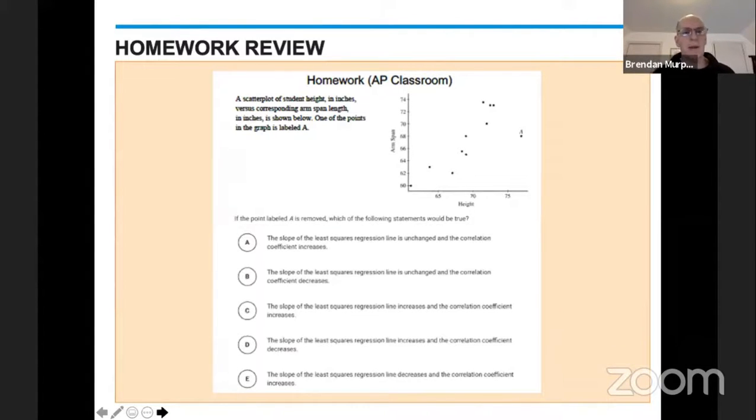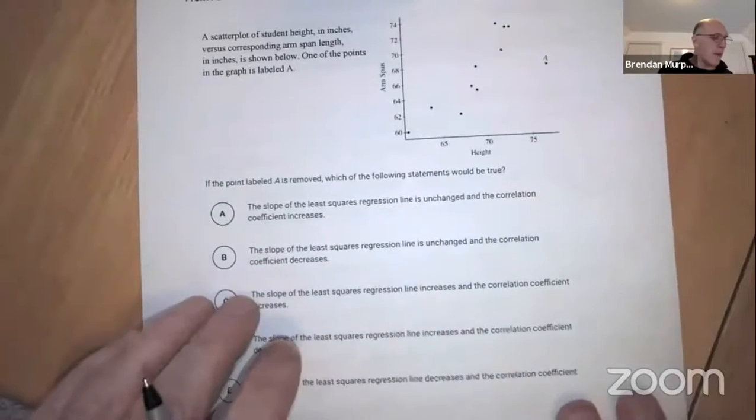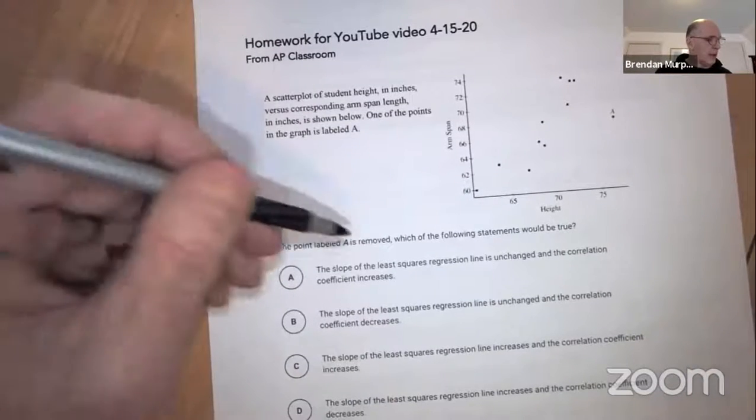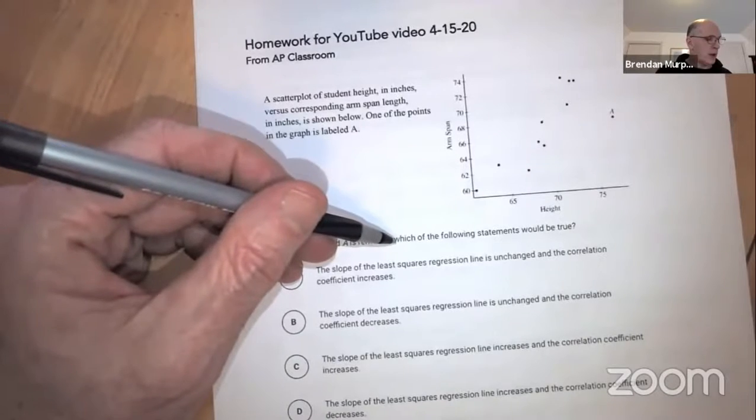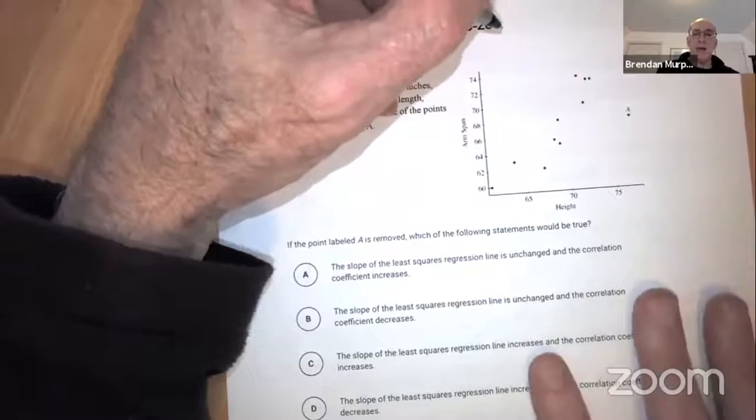One of the points in the graph is labeled A. So A is over here, kind of on the right-hand side. If the point labeled A is removed, which of the following statements would be true? So I'm just going to go to my problem here. Okay, if the point labeled A is removed, which of the following statements would be true? So let's say, let's keep A in for now.